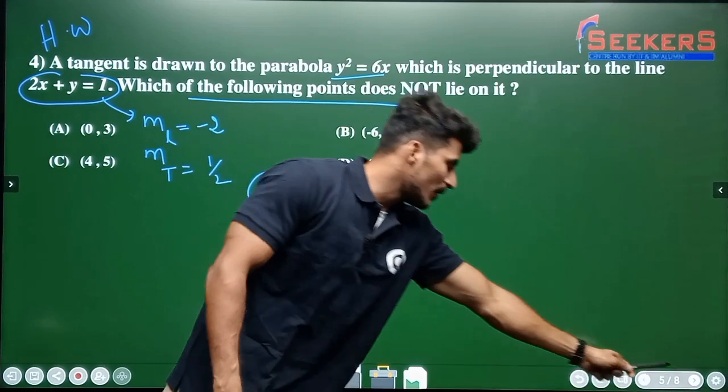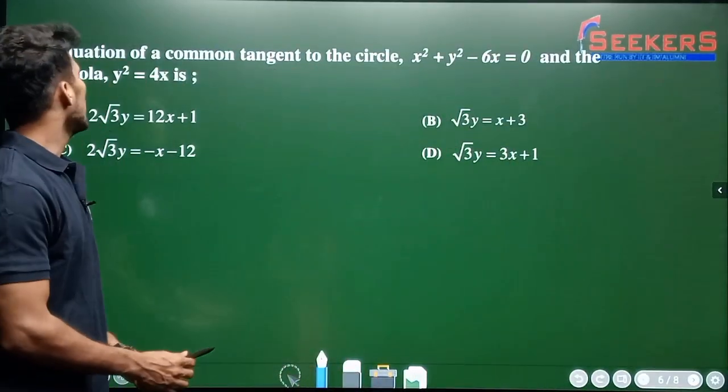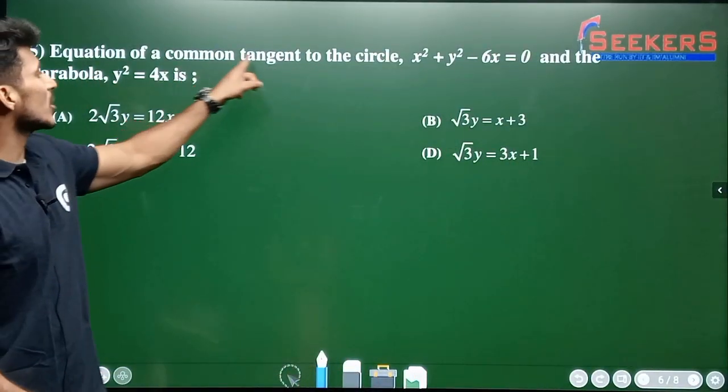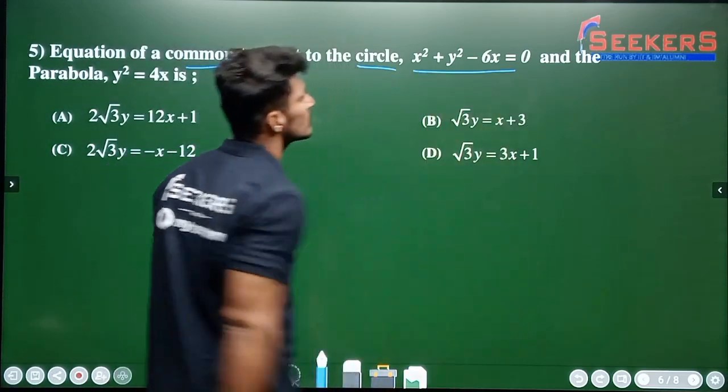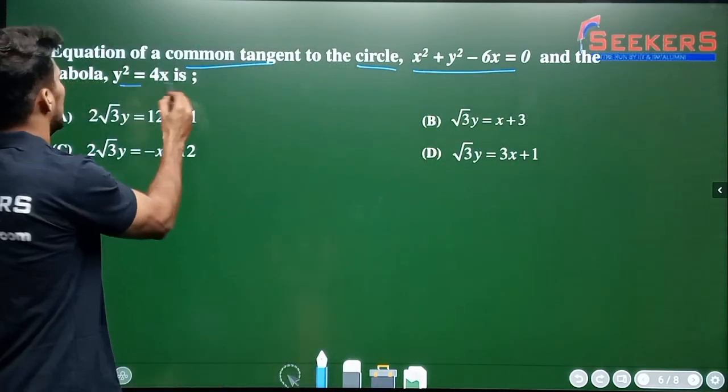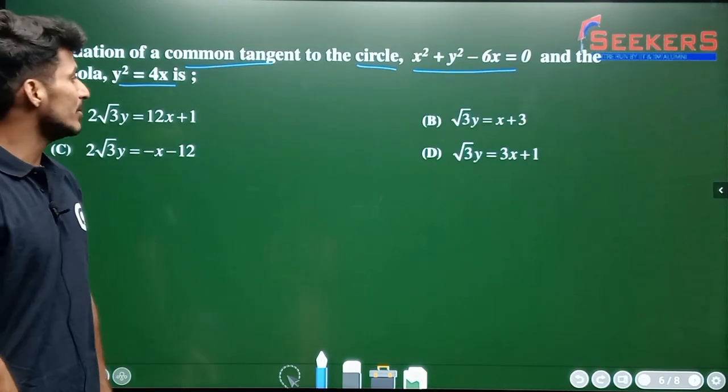Cool. So we'll go forward now. What is the question given here? Equation of a common tangent to the circle and parabola. Acha. Common tangent questions are quite important.